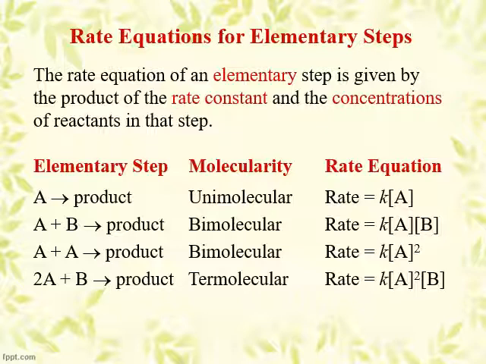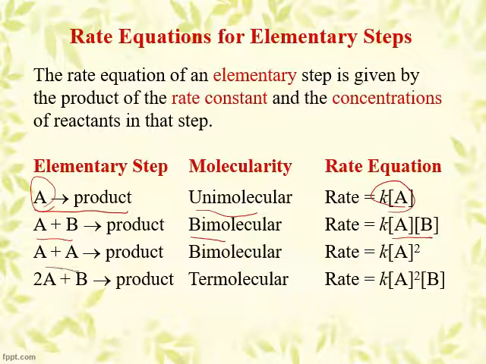For example, here is our elementary step: A is the reactant producing product. In terms of molecularity, this is unimolecular because there is only one reactant, so the rate law is determined by that reactant itself. The second one is reactants A and B producing product. Because I have two reactants, it is a bimolecular reaction, and in the rate equation we consider the reactants A and B.